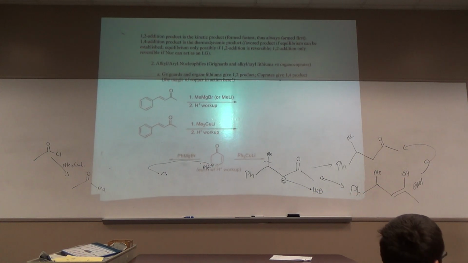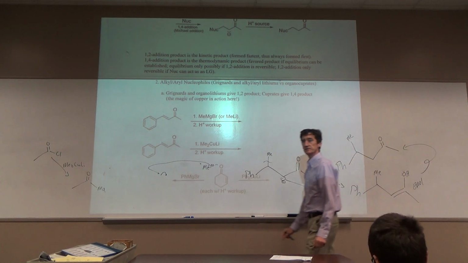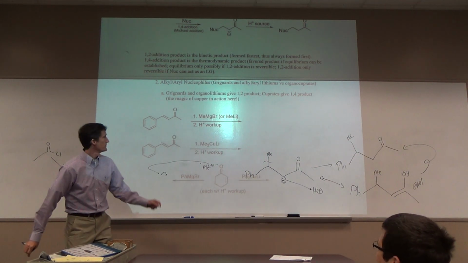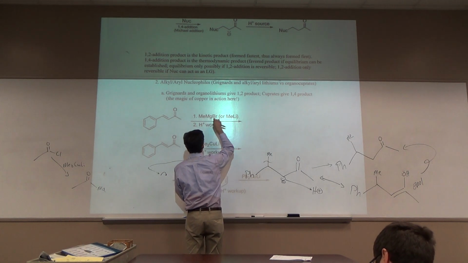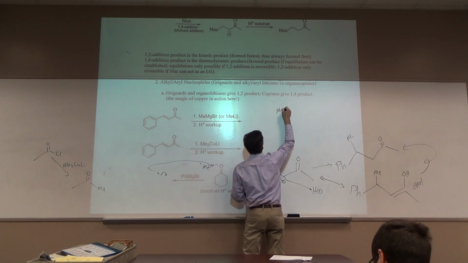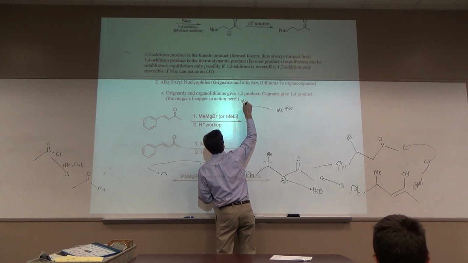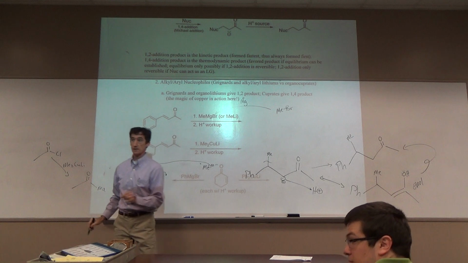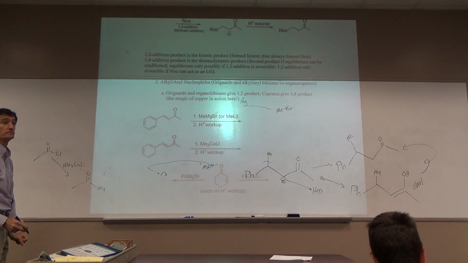I don't know if it's in the handout here, but an interesting study was done at one time. How do you make Grignards? How do you make methyl magnesium bromide? Methyl bromide treated with what? Magnesium metal? Magnesium metal. It will oxidate, will insert.